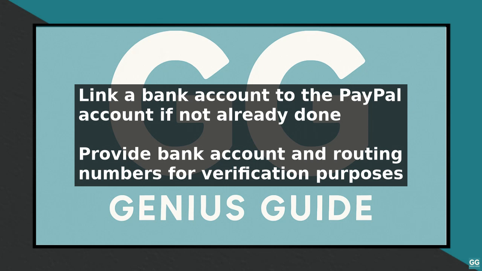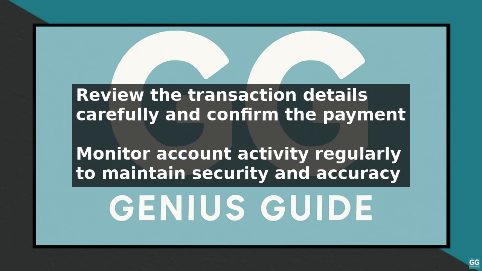The ACH payment will typically take 2 to 3 business days to process, although this timeframe may vary. To avoid any issues with your ACH payment, ensure your bank account has sufficient funds and is in good standing. Additionally, double-check the recipient's information to prevent any errors.